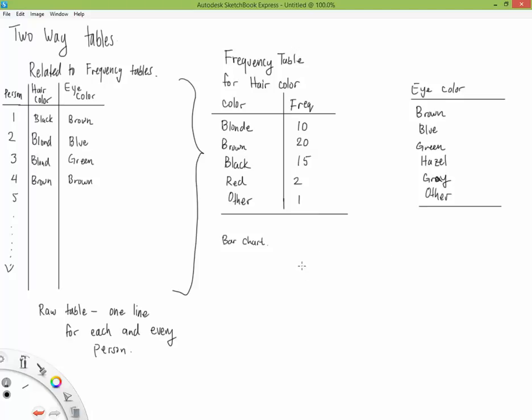We could imagine gathering lots and lots of data. A two-way table will have the rows go one way. I'm going to just arbitrarily choose hair for the rows, but if I wanted to do eye color for the rows, that would also be fine. I'm going to say hair color this way, and then eye color that way.